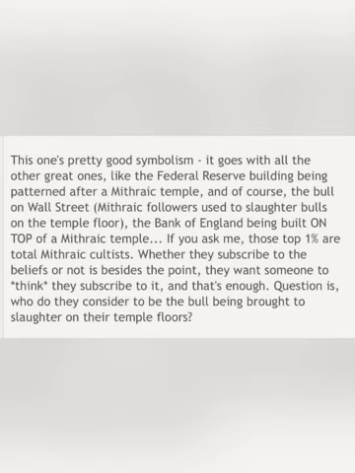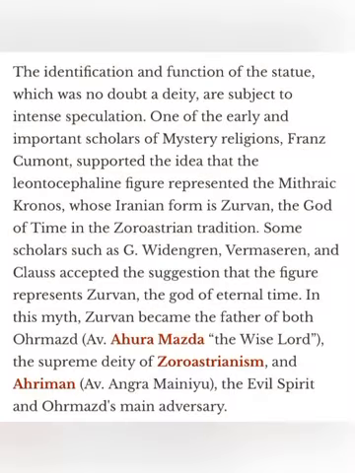So when you study Mithra, you'll see that the Federal Reserve Building was patterned after the Mithraic temple. And the bull on Wall Street, where they slaughter the bulls, are on the temple floor. But I think the question is, why do we have to slaughter a bull on a temple floor? Moses slaughtered a bull on a temple floor, and Maleficent looking like a bull. Did not Moses also look like a bull?